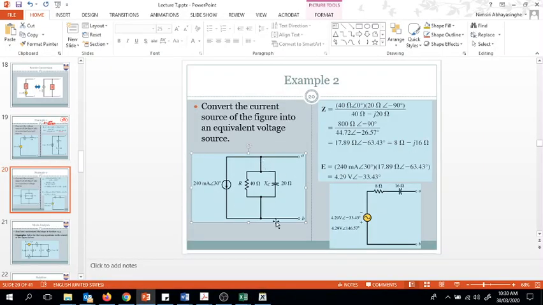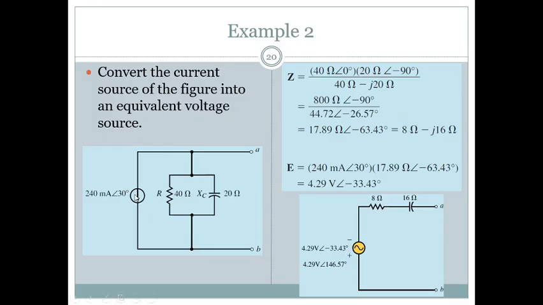Then you can use that to convert the current source into a voltage source, right? So that's simple. You just divide 240, leave aside the milli, or if you want to, you can enter it as 240 times 10 to the power minus 3 angle 30, divided by this 8 minus j16. Then you get this value, right?